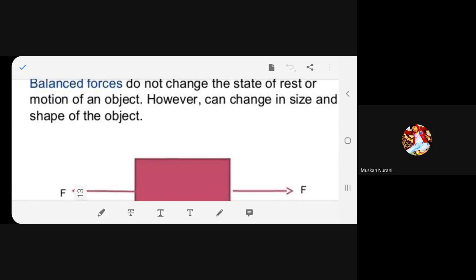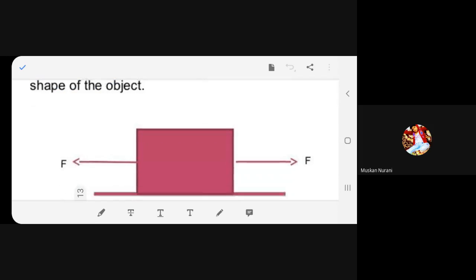Balanced forces do not change the state of rest or motion of an object, however, they can change the size and shape of the object. So what does the balanced force do? It does not change the state. If the body is at rest, it remains at rest. If the body is moving, it keeps moving. This is called balanced force. However, if you apply a balanced force, it may change the size or shape of the body, depending upon the object.